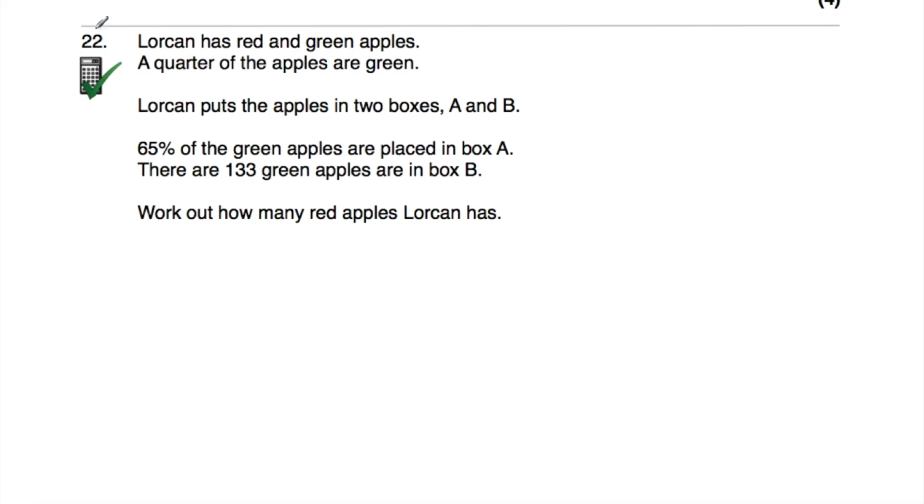Okay, let's have a look at our next question, question number 22. So Lorcan has red and green apples, and a quarter of the apples are green.